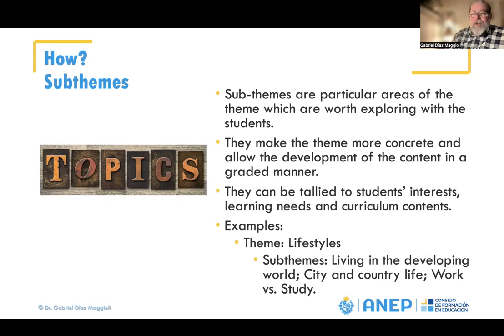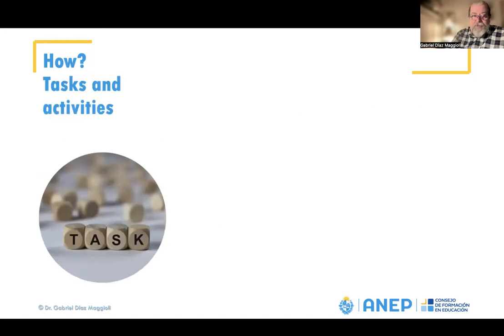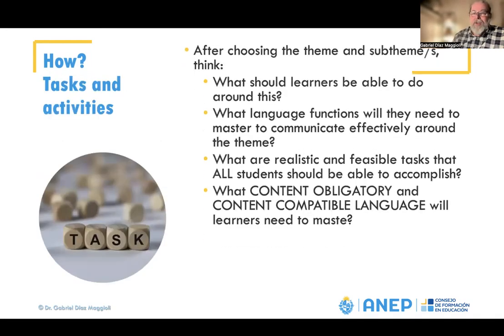So we have a big idea, we have a theme, we have sub-themes. What do we need to do now? Can you guess? Look at tasks and activities. Here is my checklist for you to select tasks and activities. The first thing is question yourself. What should learners be able to do with this sub-theme? Should they be able to write something? Should they be able to speak about something? Think in terms of functions and in terms of the different skills that are involved.